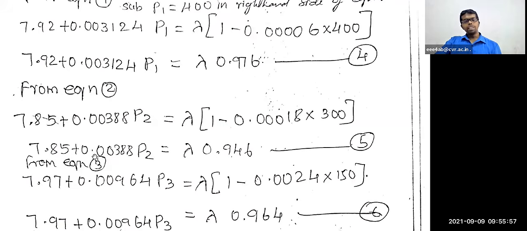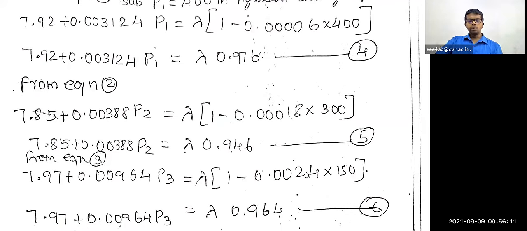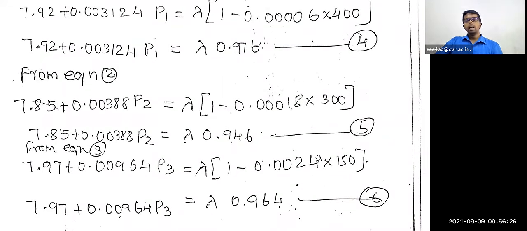Next, from equation number 3, what is equation number 3? 7.97 plus 0.00964 P3 is equal to lambda into 1 minus 0.0024 into 150. Here we substitute P3 as 150 megawatt in the right hand side of equation number 3 and simplify further. So you will get these three equations: 4, 5, and 6.